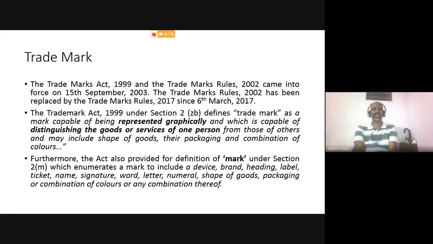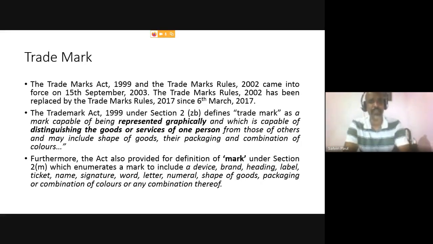So next is trademark. Trademark in India is governed by the Trademarks Act 1999, which has trademark rules made in 2002, enforced in 2003, and amended recently in 2017. Now, what is a trademark? A trademark is a mark capable of being represented graphically and capable of distinguishing the goods or services of one person from those of others. That may include the shape of goods, their packaging, and combination of colors, etc.